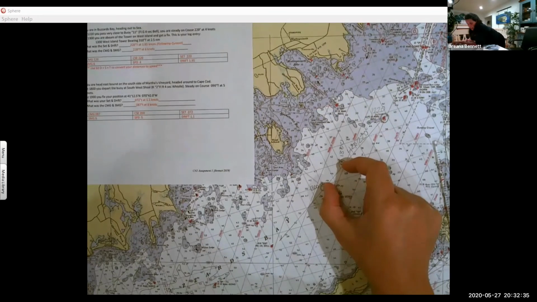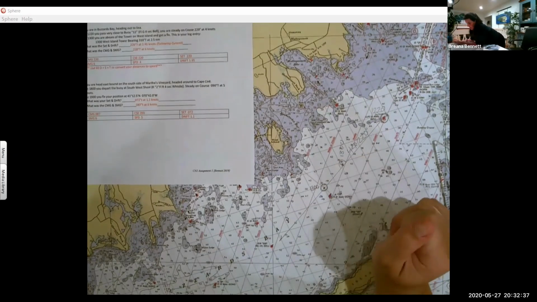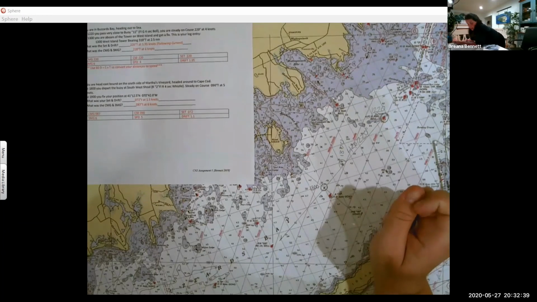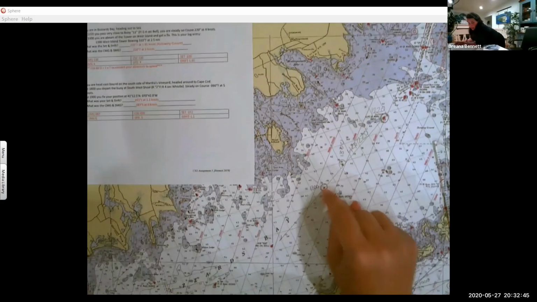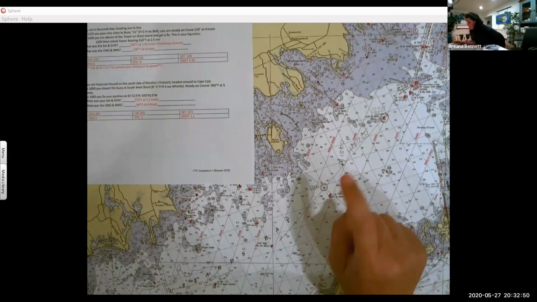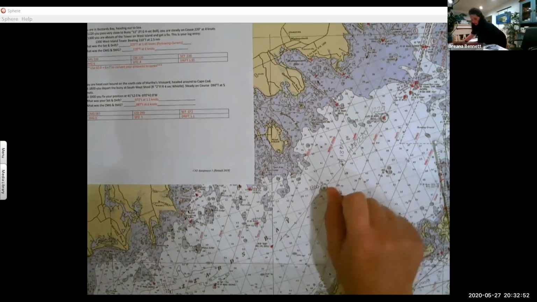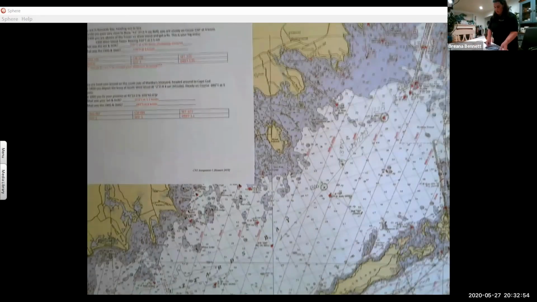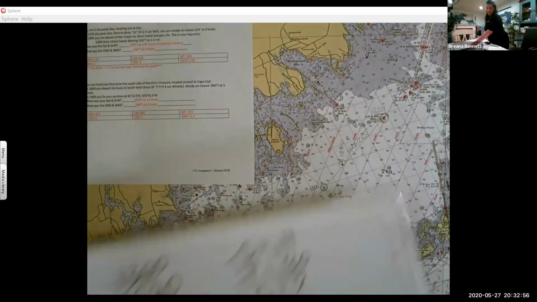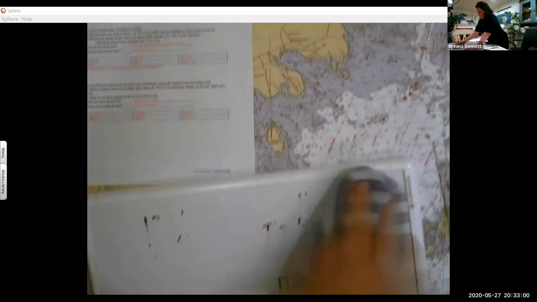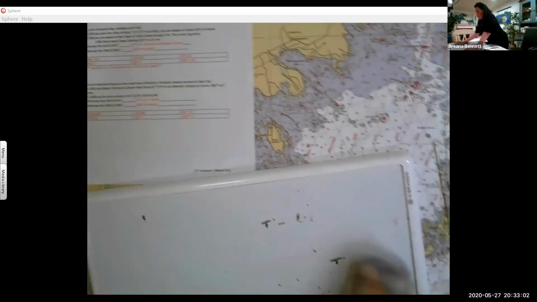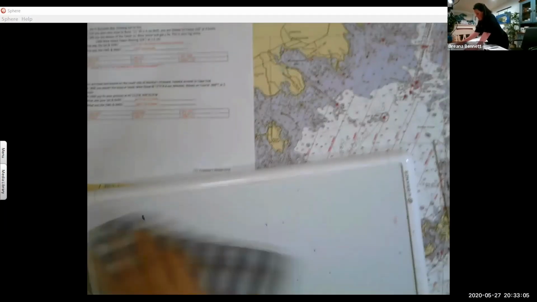So is this a following current or a head-on current? Following. Following, right? We went a lot further than we thought we'd go. So now the question is, how fast is this current? That's where we get back to our 60D street. And what is our speed made good, course made good?